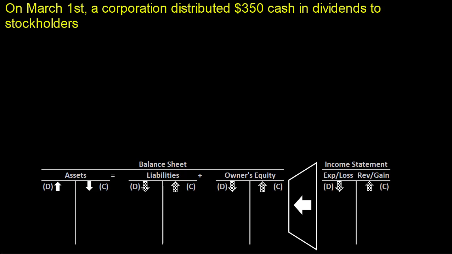So this is the journal entry for a company that pays dividends. On March 1st, your corporation distributed $350 in cash in dividends to stockholders. So dividends are paid by cash. Okay, so we have a debit that we have to figure out and a credit. Well, let's start with what we can touch, the cash.